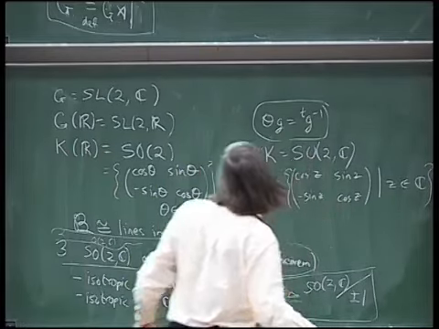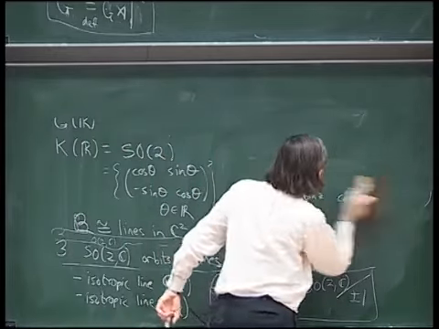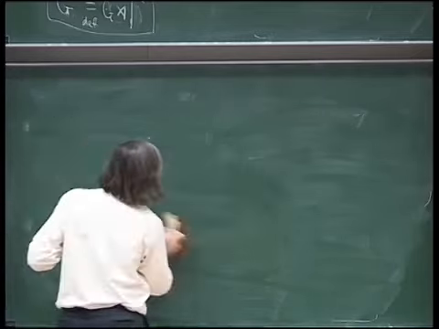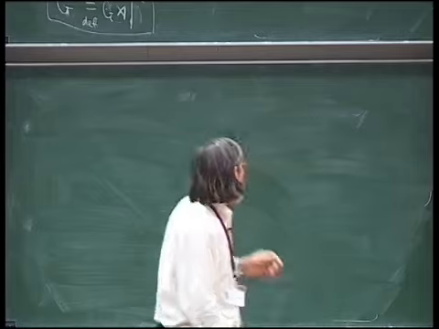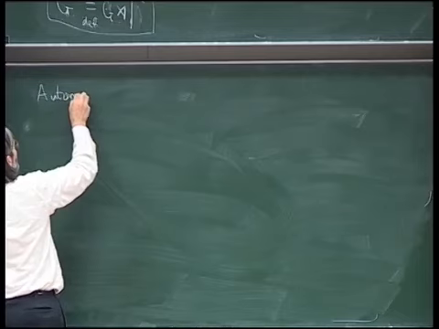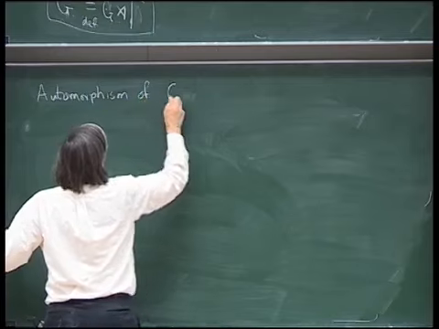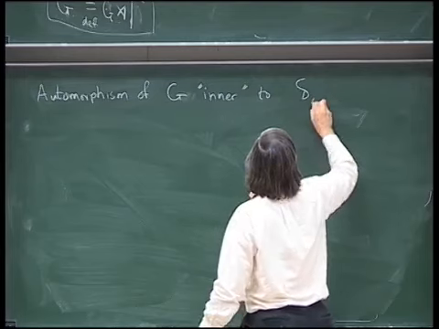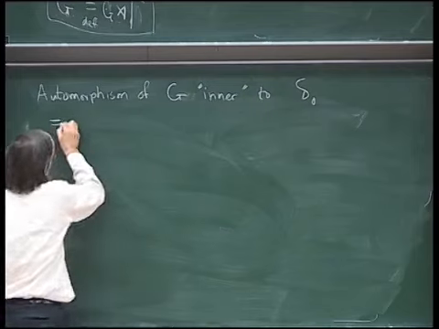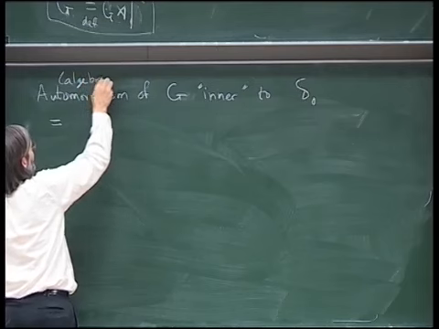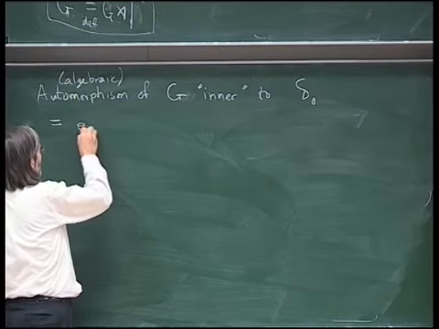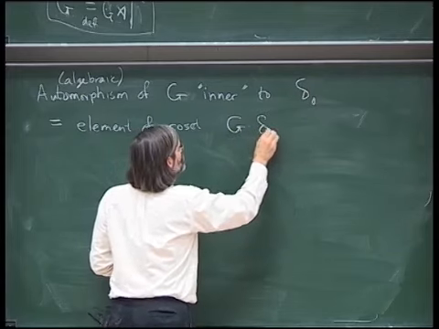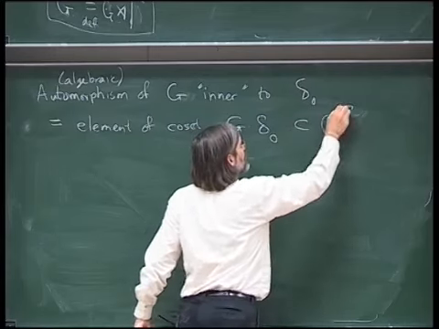Now what's more or less clear is that an automorphism of G that's inner to this delta 0, so always algebraic, is the same thing as an element of this coset G delta 0, the non-identity coset in here.